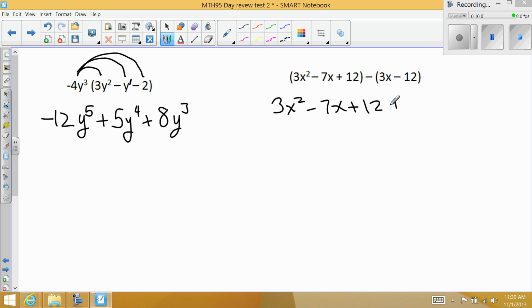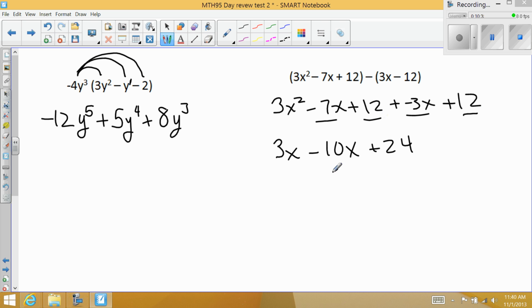So I'm going to make this plus a negative 3x and plus a positive 12. That way I don't have to worry about the subtraction anymore. I've rewritten it as an equivalent addition problem. Now I can combine like terms. I have only the one 3x squared term, so nothing to combine there. But I do have a negative 7x and a negative 3x, so I can combine those for subtract 10x. And then the two 12s are like terms, and that gives me a 24.